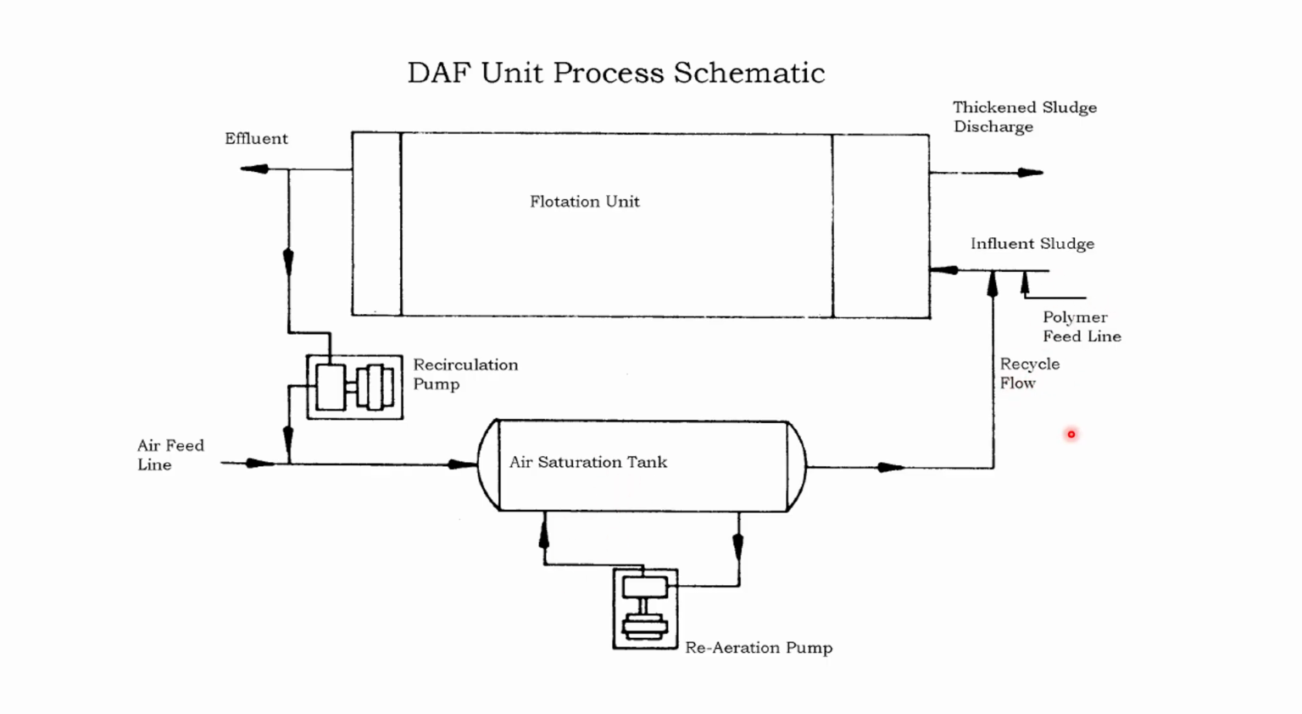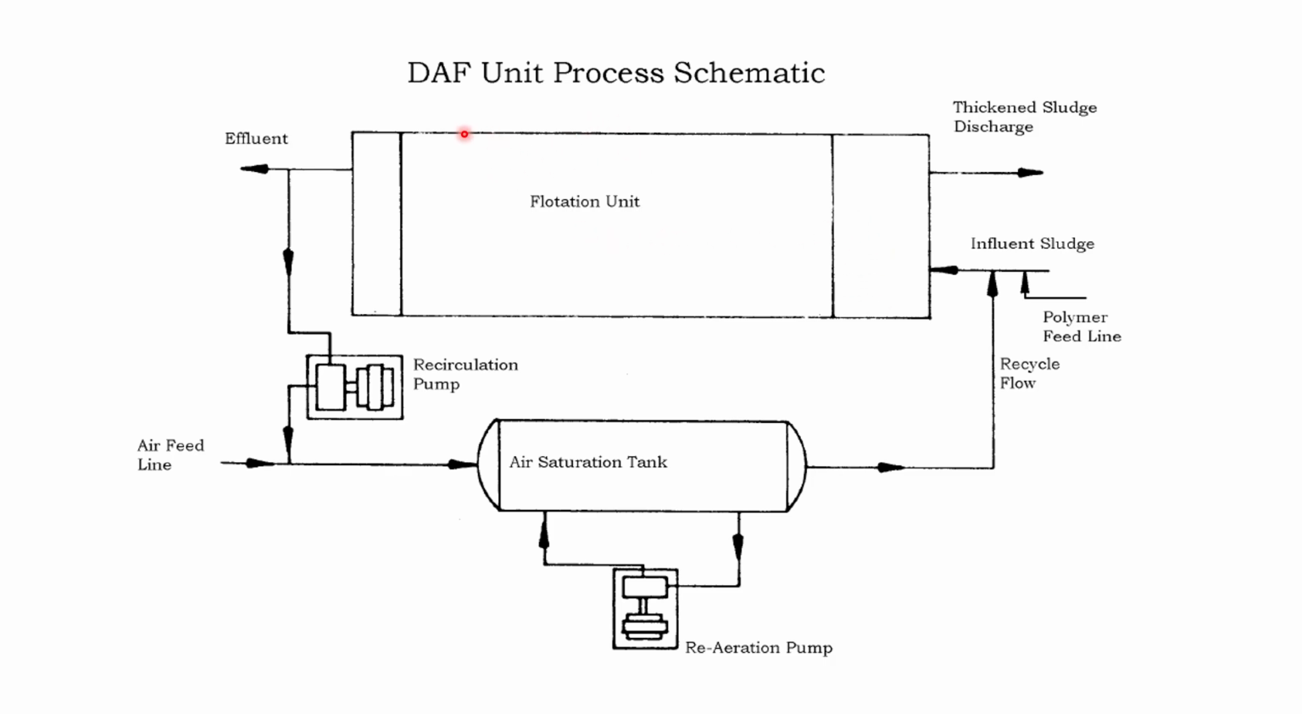We can also control the air here. Things we can look at controlling. So that's our sludge coming in, polymer hitting it, and our recycled flow that is now saturated with air coming in as well. And that's what's coming into our flotation unit.